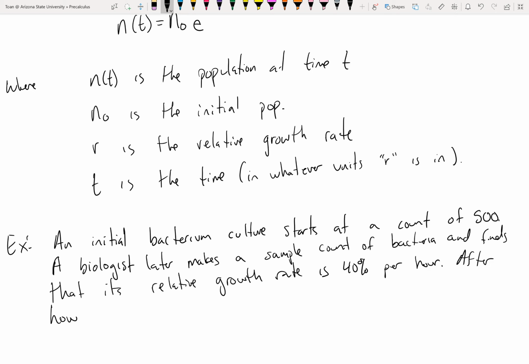After how many hours will the bacteria count reach 80,000?